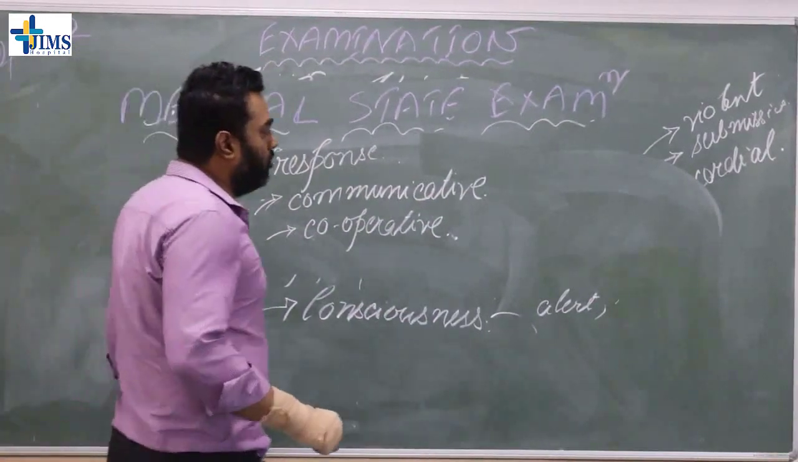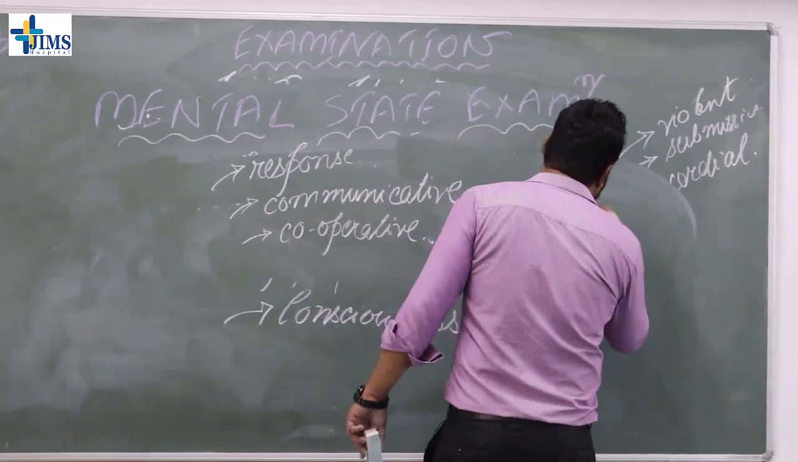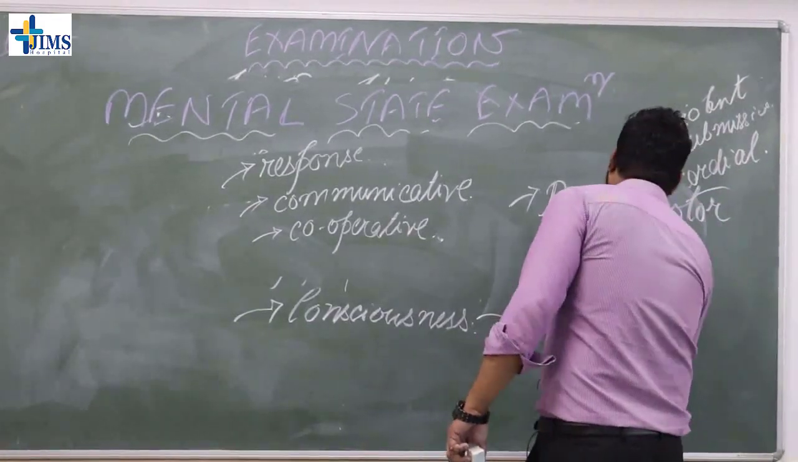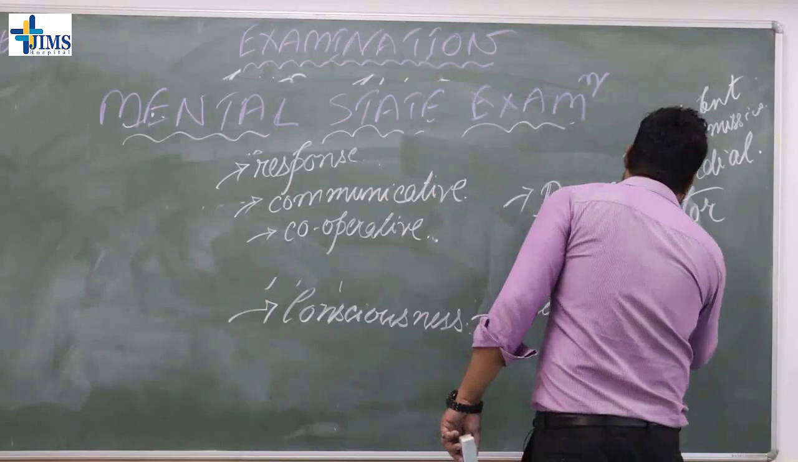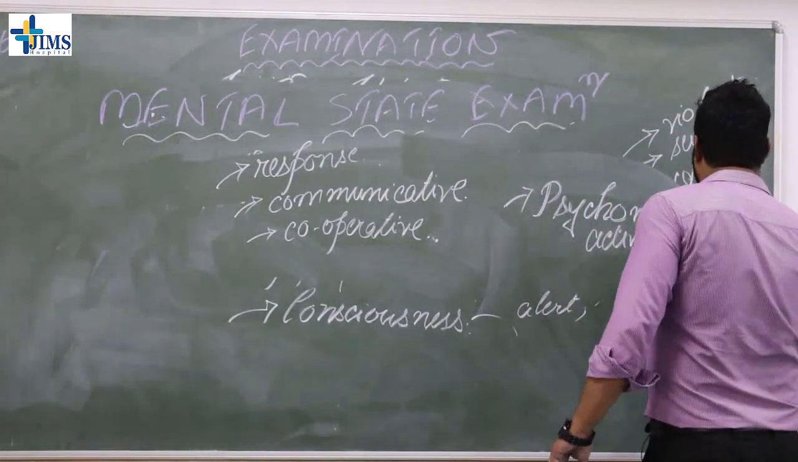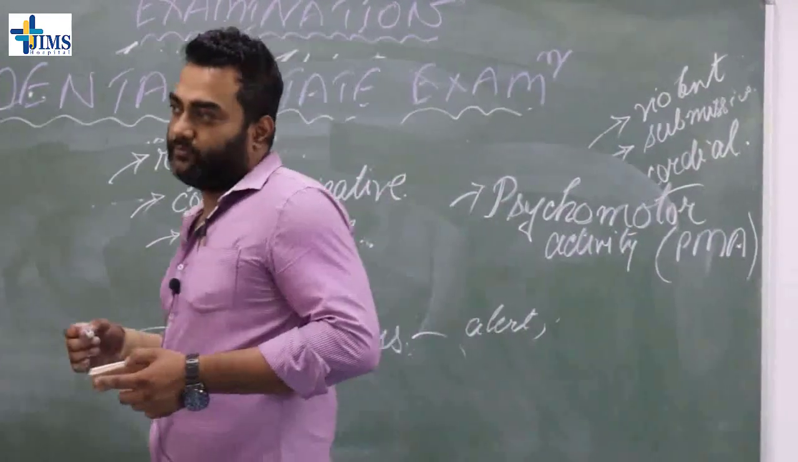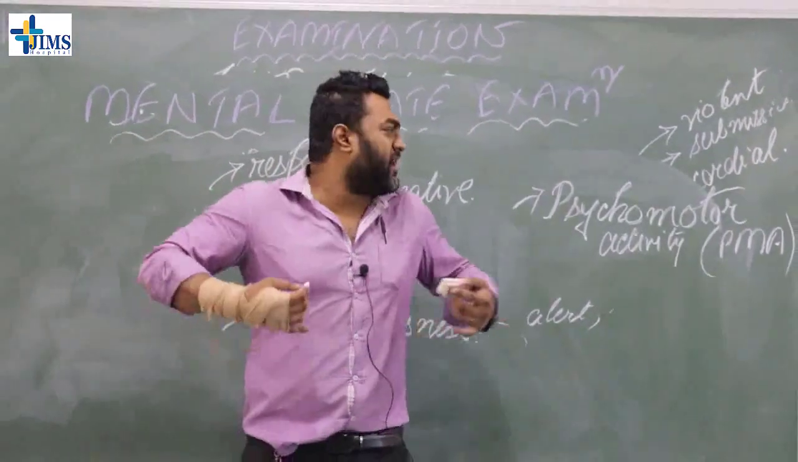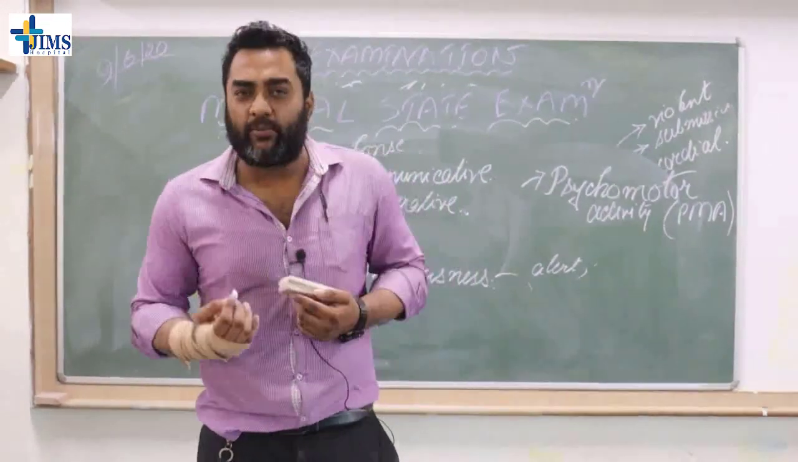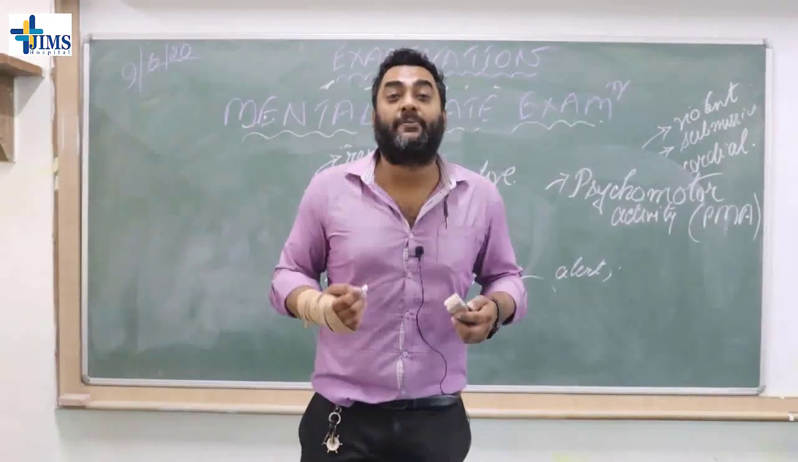Another thing we need to know around that behavior is psychomotor activity, which in short form we write PMA. The psychomotor activity basically means, suppose I will tell you, in a depressed patient, how will the facial expression, how will the psychomotor activity be? The depressed patient will be sad, down, diminished, won't be so much interactive with the examiner. He will be subdued, he will be diminutive. While in a manic patient or schizophrenic patient, the patient may be hyperactive.